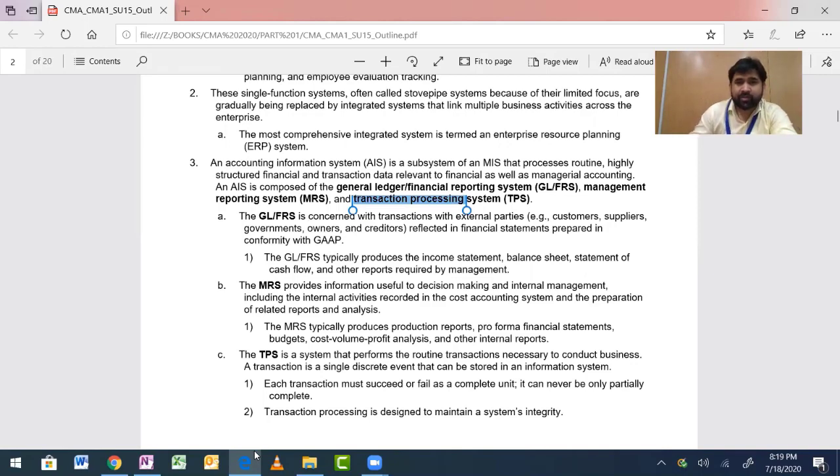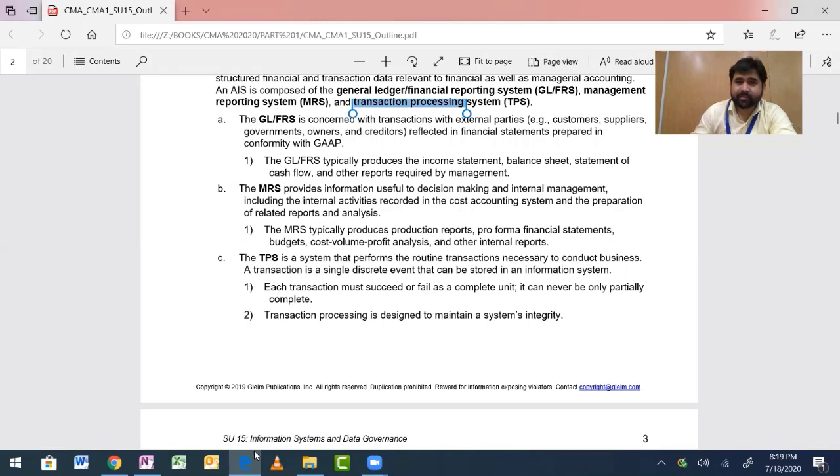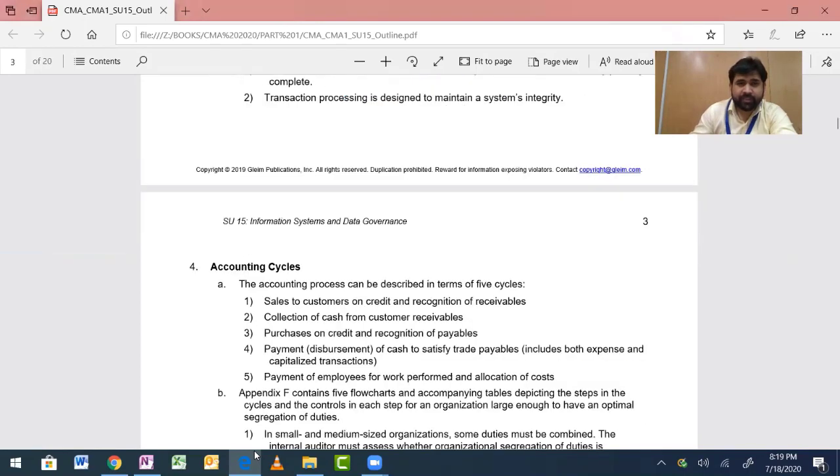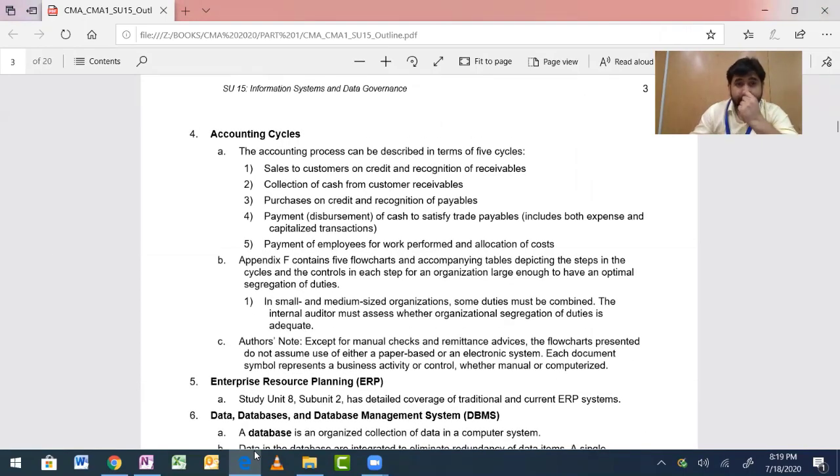So TPS is a system that performs routine transactions. We already discussed all this. Now coming to accounting cycles. The accounting processes can be described in terms of 5 cycles: first, sales to customers on credit and recognition of receivable. Second, collection of cash from customer receivables; purchases on credit and recognition of payable; payment of cash to satisfy trade payables; payment of employees for work performed and allocation of costs.